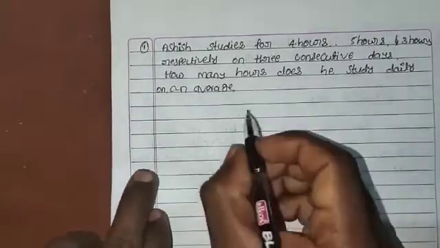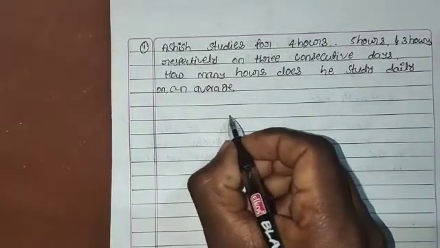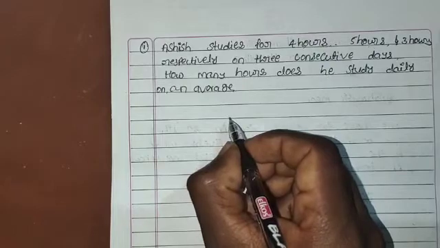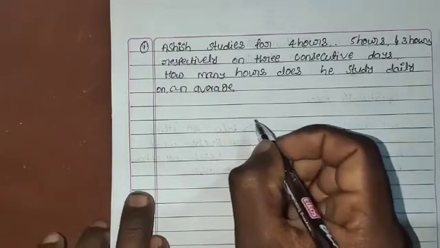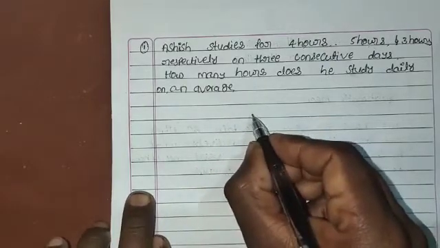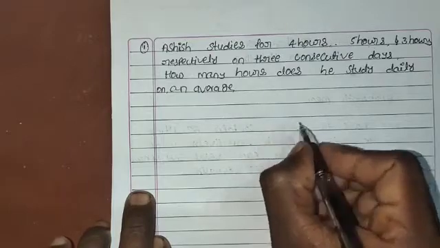This gives the arithmetic mean. We know how to find out the arithmetic mean: the sum of all scores divided by the number of scores.